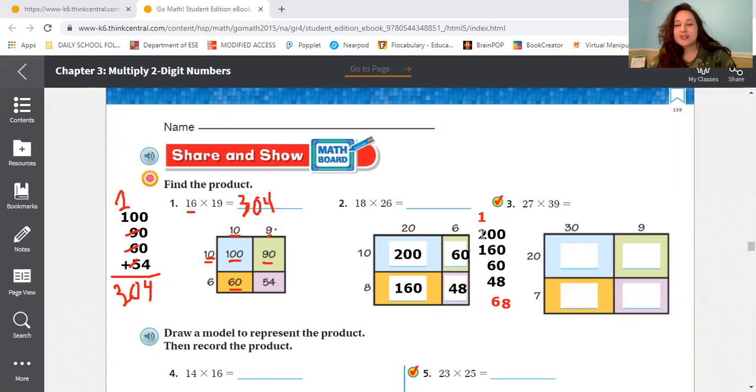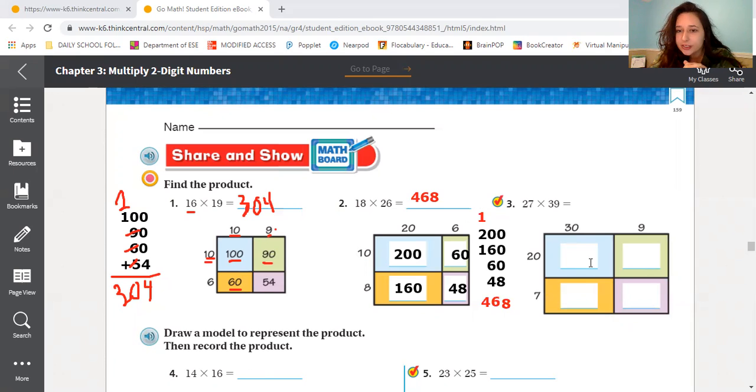So 1 plus 2 plus 1. Well, 1 plus 1 is 2, and 2 plus 2 is 4. So my total would be 468. So I would go ahead and write that on the line. 468 is my total. Let's go ahead and do this one, which is 27 times 39.